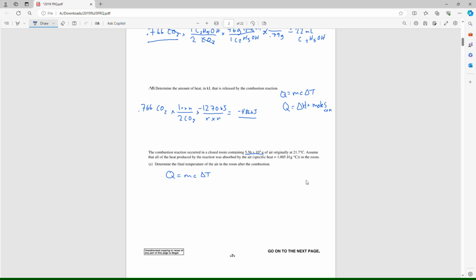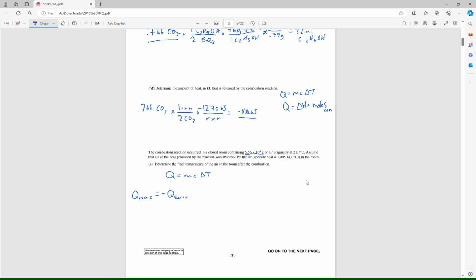This was our Q, which we just determined, negative 486 kilojoules. We should convert that to joules. And then it's important to note, this is Q of the reaction. So that Q we determined in part D was the Q of the reaction, and we're now looking at the Q of the surroundings. So they are just the negatives of each other.